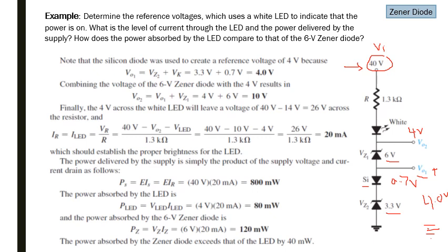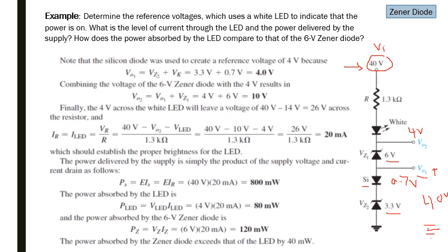And the 14 volt across the diodes will leave a voltage of 40 minus 14 volt, equal to 26 volt across the resistor. Why are we calculating this voltage across the resistor? Actually, we want to calculate the current through this series circuit.